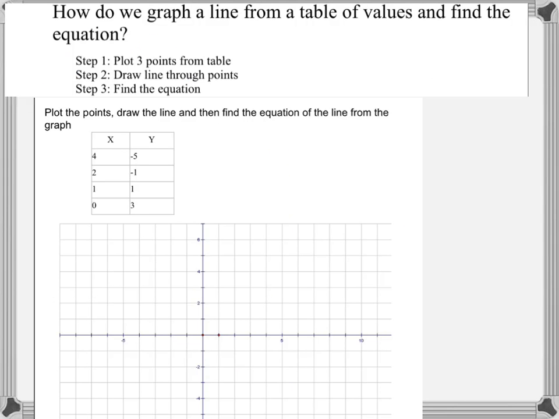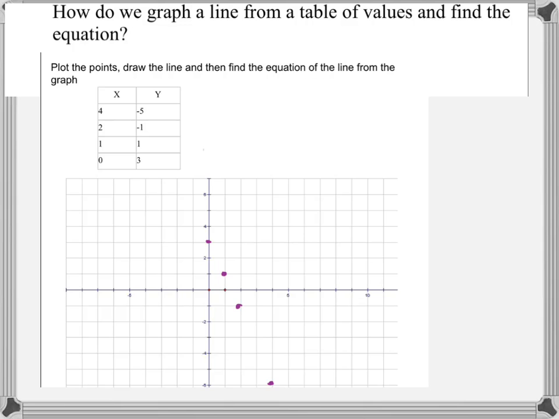How do we graph a line from a table of values and find the equation? So let's say that I'm given this table of values, and I want to graph the line and find the equation. So let's first graph the points on the table. I'm going to pause the video and do that.